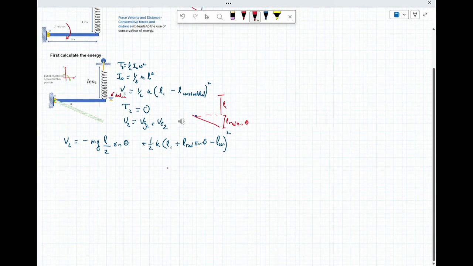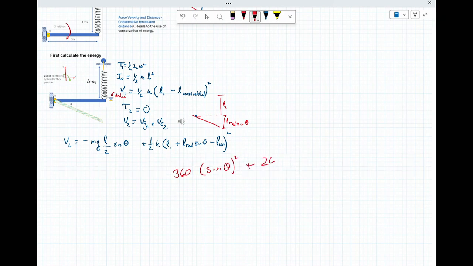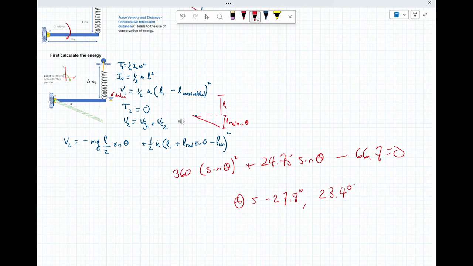You end up with an equation that goes as 360 sine theta squared plus 24.75 sine theta minus 66.7, which equals 0. It's a quadratic, and if it's a quadratic, you have two solutions. One of those solutions is going to be minus 27.8 degrees, and the other is 23.4 degrees.